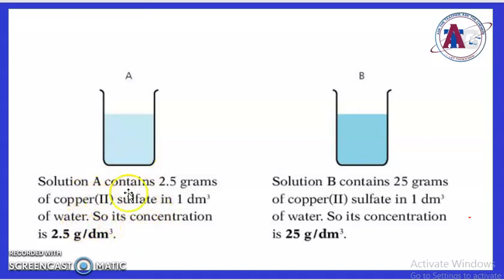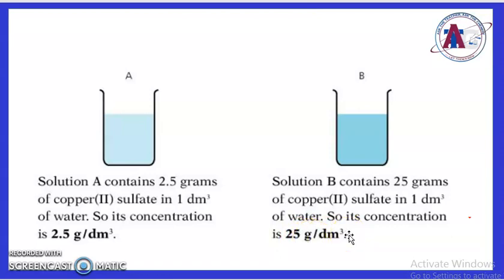So the concentration of this solution will be 2.5 grams per dm cube, because we dissolved 2.5 grams of the salt in 1 dm cube of solution. Solution B contains 25 grams of copper 2 sulfate in 1 dm cube of water. So we dissolved 25 grams of this salt in 1 dm cube of water. So its concentration is 25 grams per dm cube.